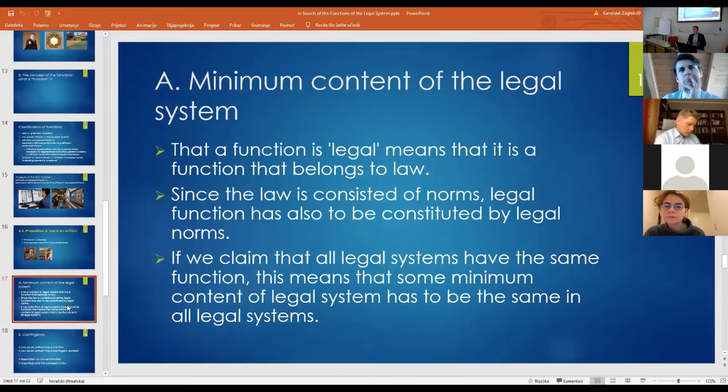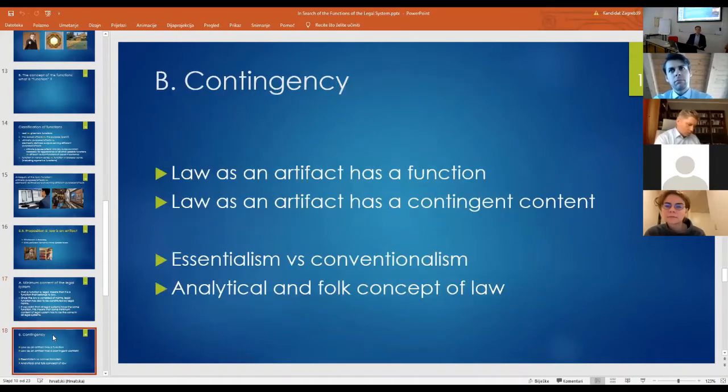So if you say that the function of law is to produce norms, you have to have the norm in all legal systems which says how to produce norms. If you say that the function of law is to apply norms, then you have to have in the legal system the norm which says how to apply norms. You have to have norms in the legal system. That brings us to the minimum content of the legal system.